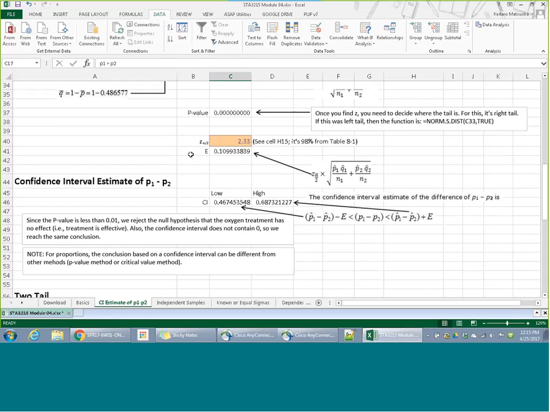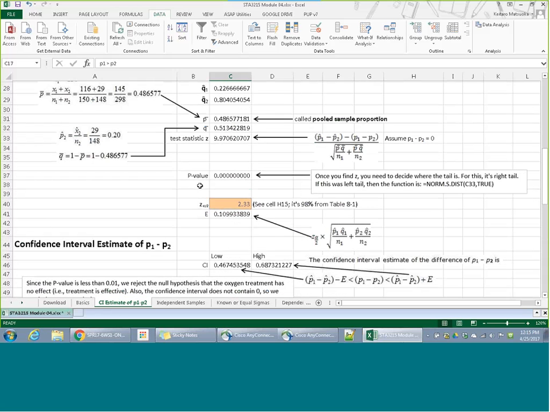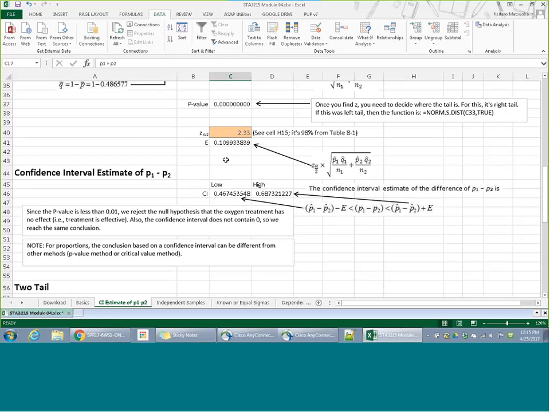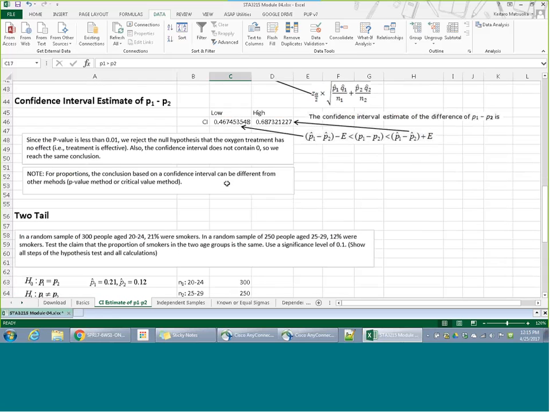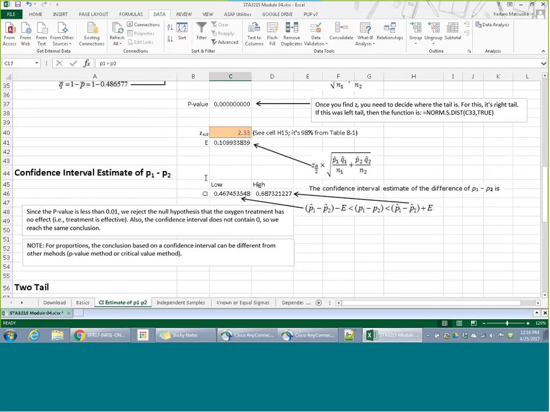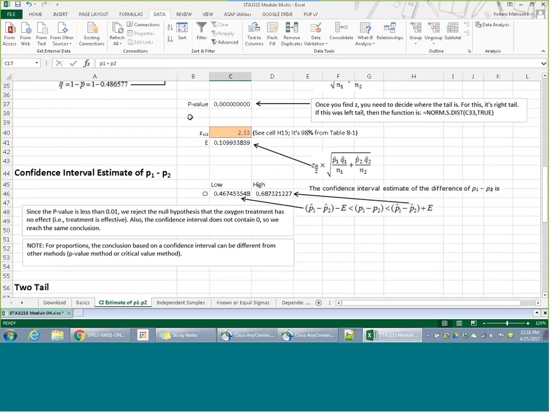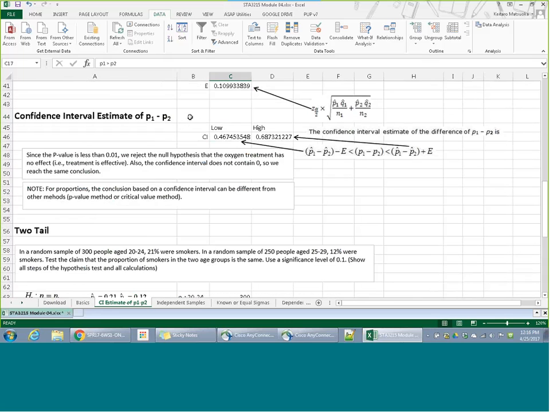And typically, the confidence interval method and the p-value method or any of the methods should yield the same conclusion. In this case, the oxygen treatment is effective. But just an FYI, in the case of proportions, the confidence interval method can give you a different conclusion. So just be aware of that. I don't think we will see that, but just FYI in the future, if you do all 3 methods and you see the confidence interval method gives you a different conclusion, that could happen. Okay? So that's the one tail and then the confidence interval method.